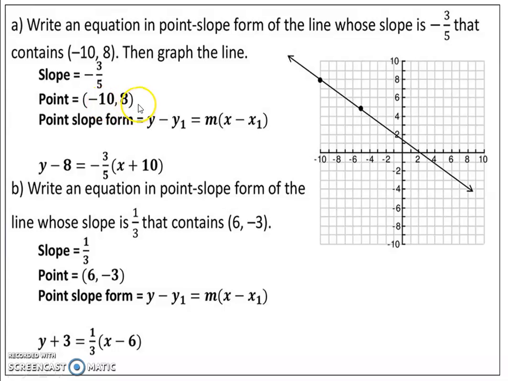x1 is minus 10, y1 is 8, m is equal to minus 3 upon 5. We put these in the equation: y minus 8 is equal to minus 3 upon 5 (x plus 10), because minus minus is plus 10.